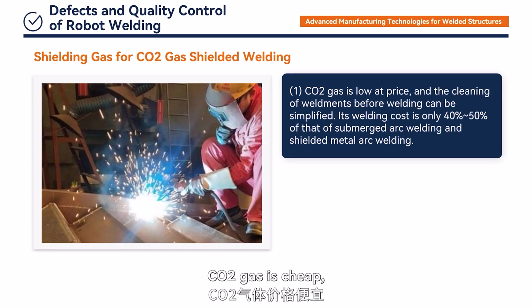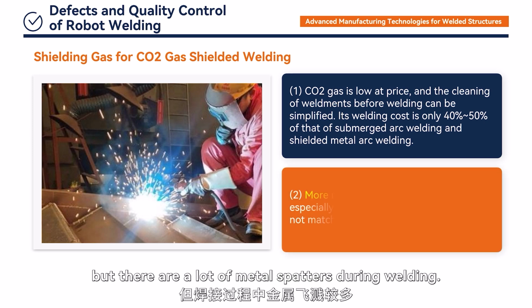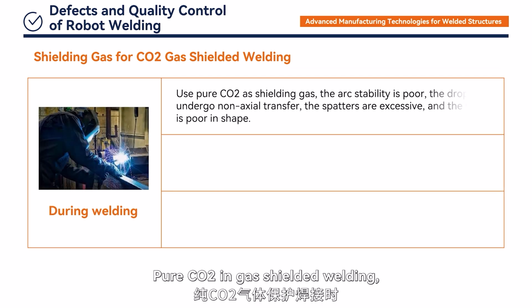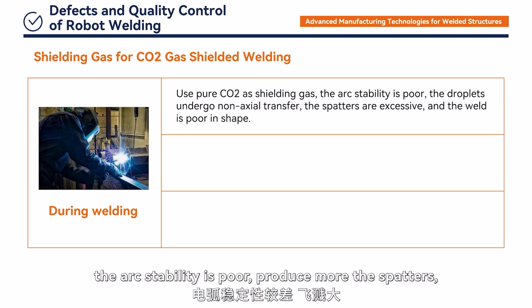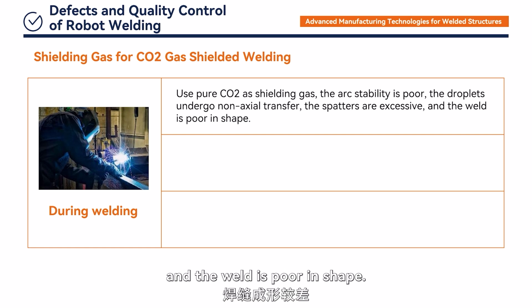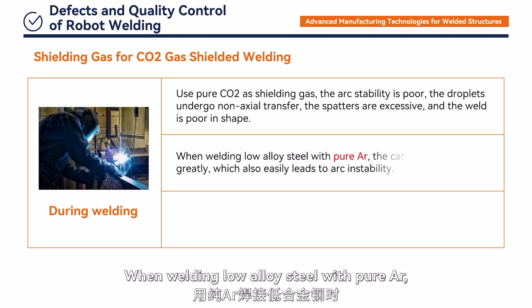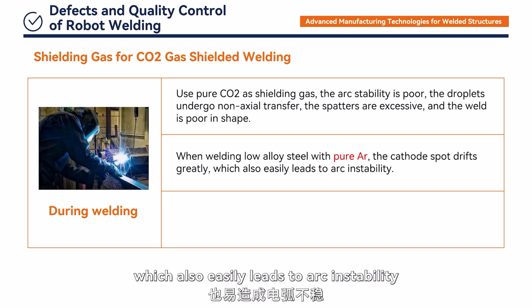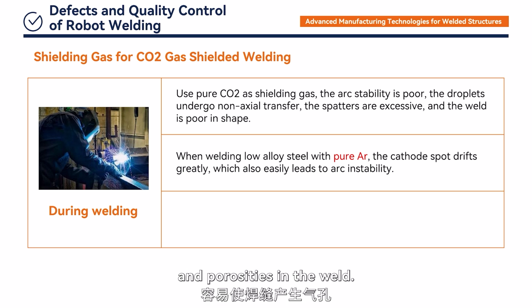Next, we discuss the choice of shielding gas for carbon dioxide gas shielded welding. Carbon dioxide gas is cheap, but there are a lot of metal spatters during welding. With pure carbon dioxide gas shielded welding, the arc stability is poor, it produces more spatters, and the weld shape is poor. When welding low alloy steel with pure argon, the cathode spot drifts greatly, which also easily leads to arc instability and porosities in the weld.